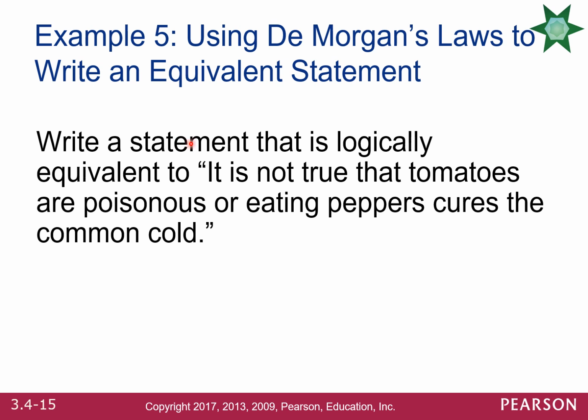So let's look at this example here to use De Morgan's laws to write an equivalent statement. The statement given to us is: write a statement that is logically equivalent to it is not true that tomatoes are poisonous or eating peppers cures the common cold. So again, we will first break it up into two simple statements, also called atomic statements, and then we will write it in symbolic form. So let's do that here.